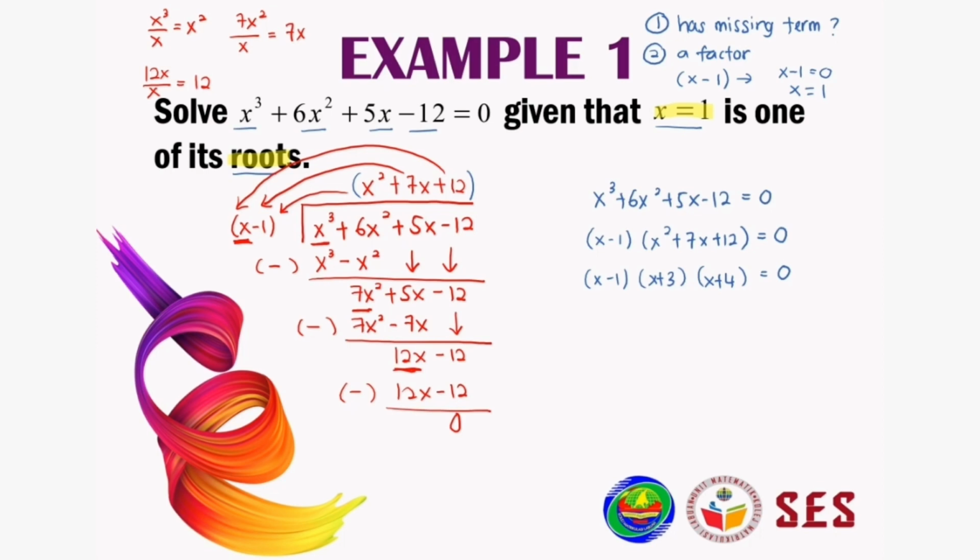Therefore, we now have three solutions which we can write as follows. The first solution, x minus 1 equals 0, gives x equals 1. The second solution, x plus 3 equals 0, gives x equals negative 3. And the last solution, x plus 4 equals 0, gives x equals negative 4. Therefore, our final answers are x equals negative 4, x equals negative 3, and x equals 1.